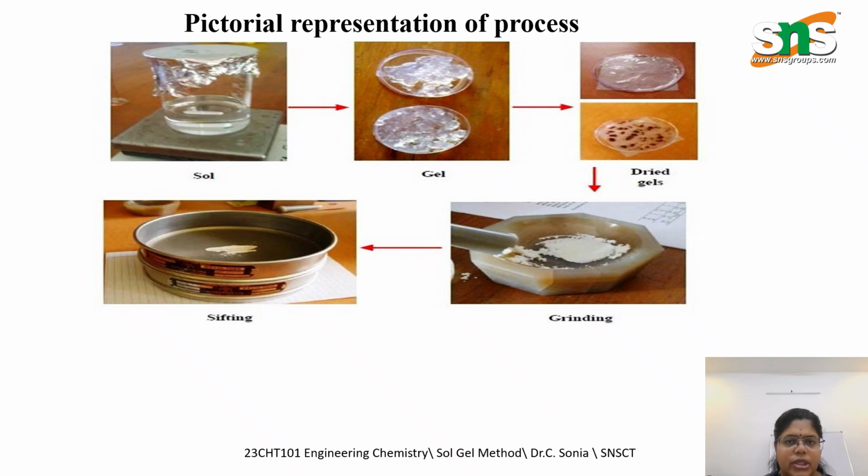So this is the pictorial representation of the process. You have the sol, then the sol is converted into gel. When the solvent evaporates, it forms the gel, and the gel is dried in the process. After drying, the gel is ground and made into a fine powder, and next is the sifting process.